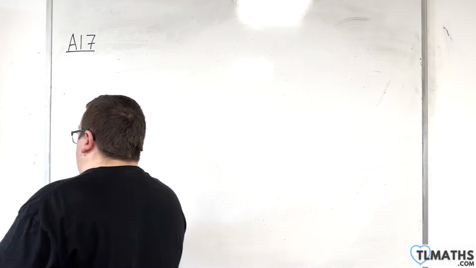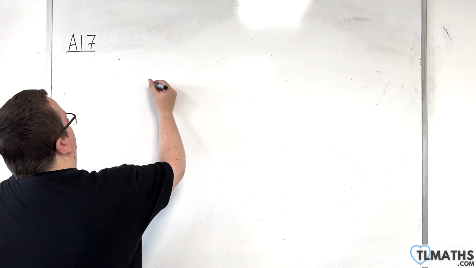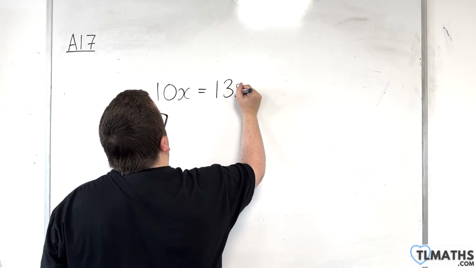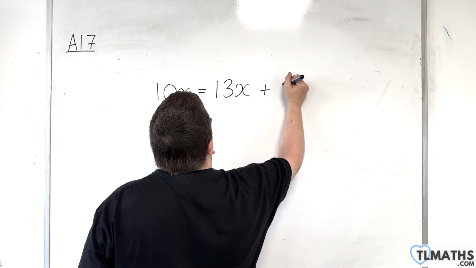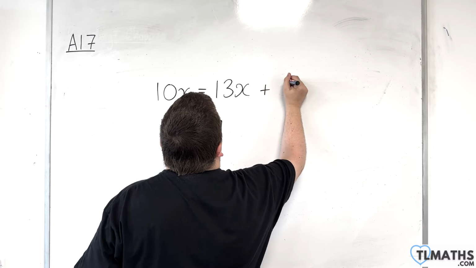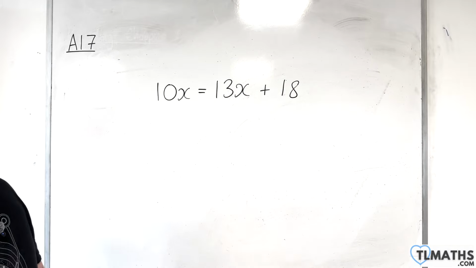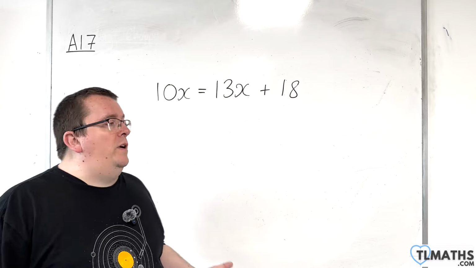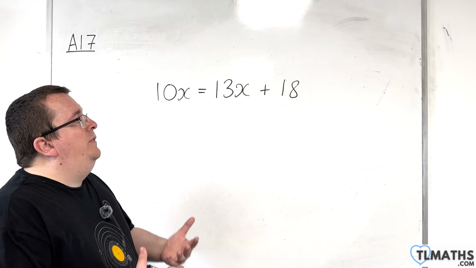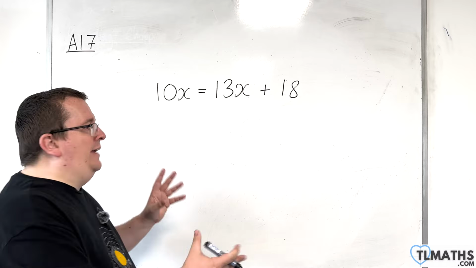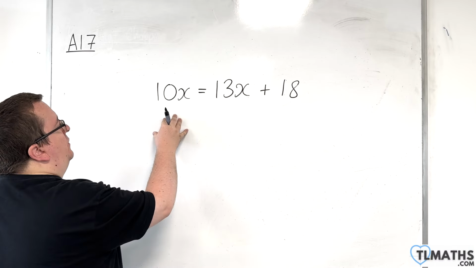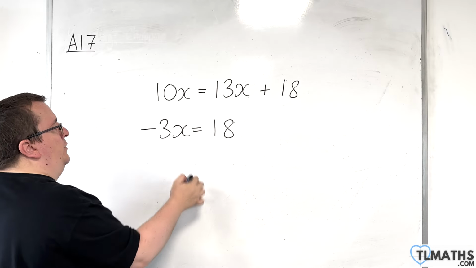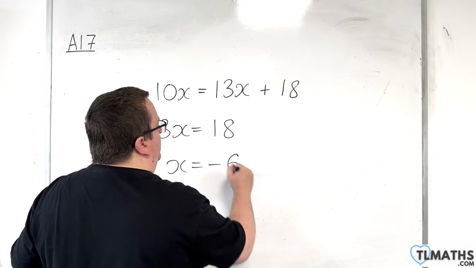So another example would be something like 10x is equal to 13x plus, let's go with 18. Okay, so 10x equals 13x plus 18. So what I would be trying to do is going, right, I want to get the x's by themselves. Okay, I want to get x equals. So it makes sense for me to subtract the 13x from both sides to get minus 3x is equal to 18, and then divide through by the minus 3 to get x is equal to minus 6.